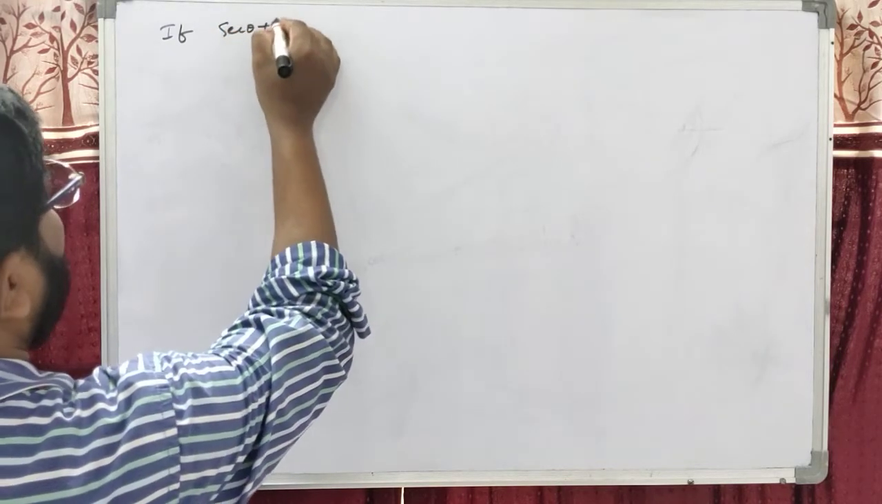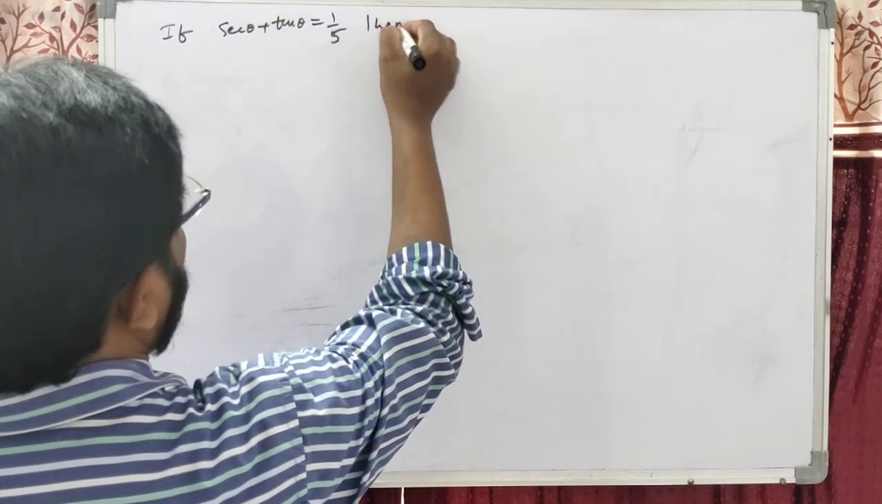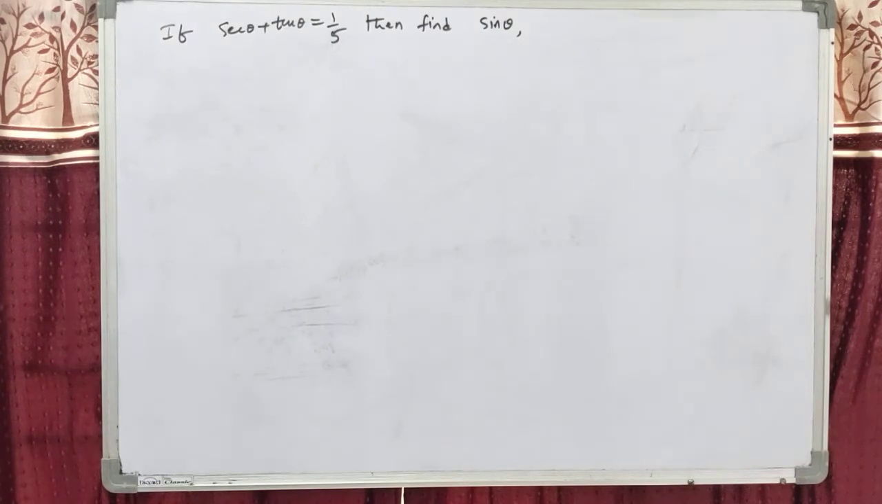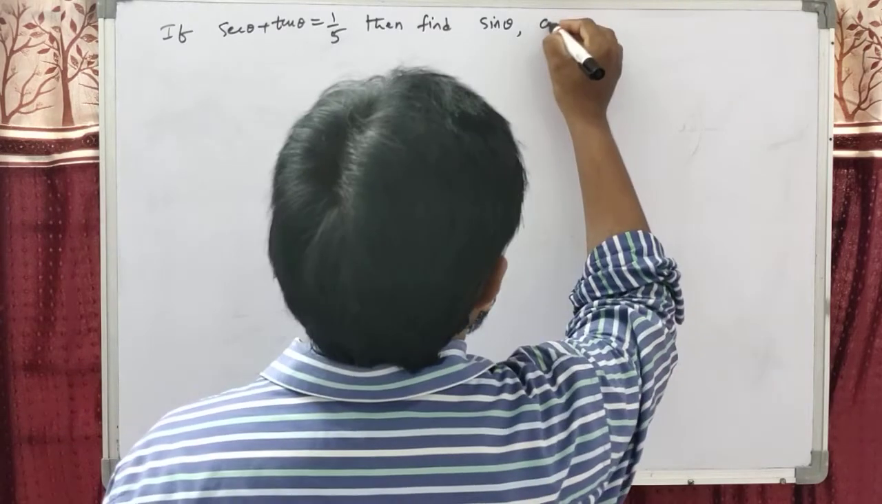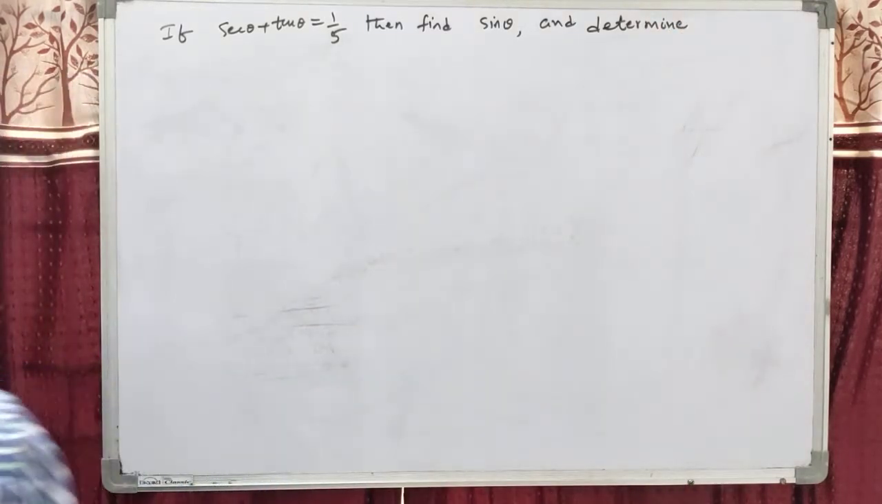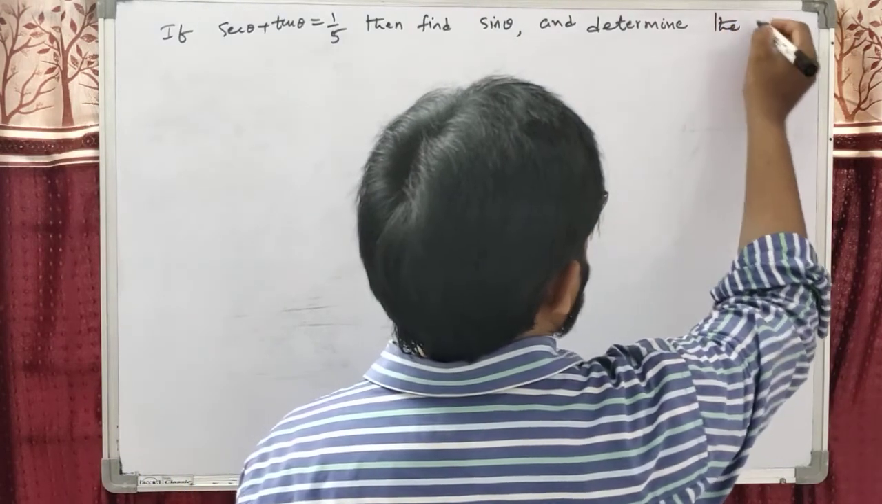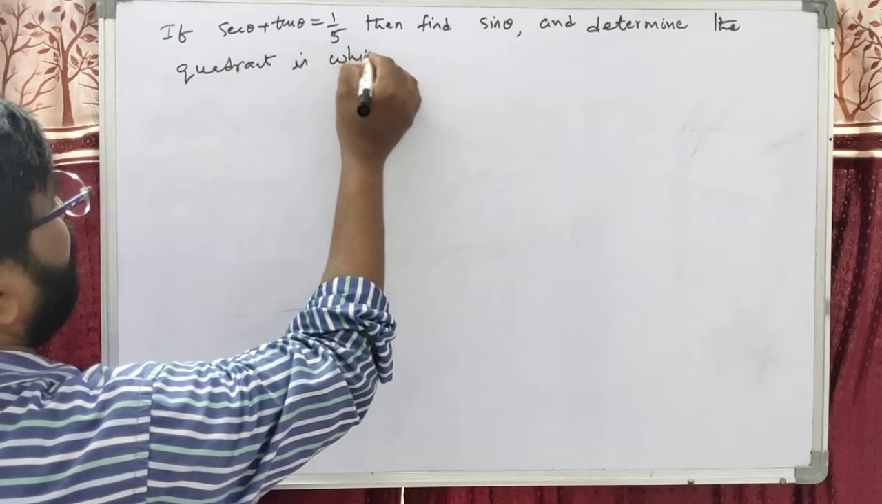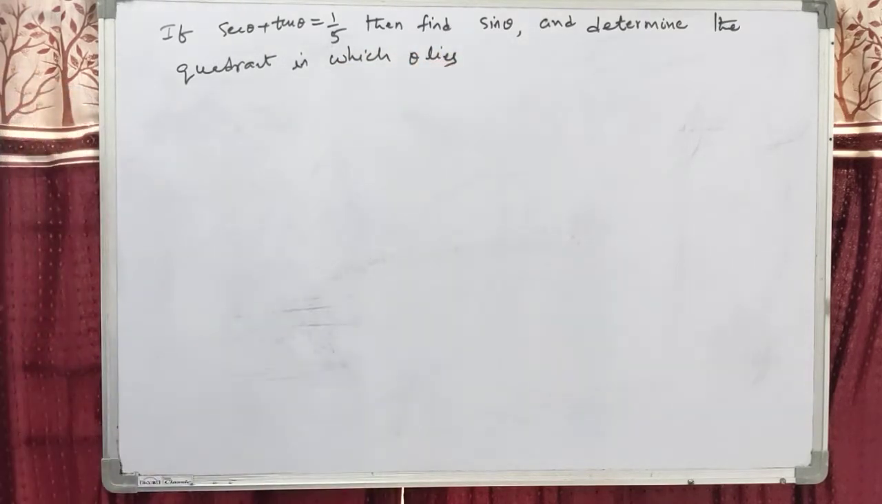Dear students, I will take one example. If secant theta plus tan theta equals 1 by 5, then find the value of sin theta and determine the quadrant in which theta lies.